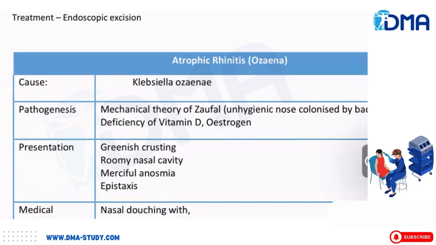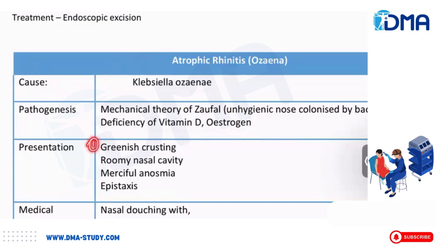It is caused by a bacteria called Klebsiella ozaenae. Why is it happening? Chronic invasion by bacteria causes atrophy of the turbinates, and also reduction of size of the turbinates, causing a roomy nasal cavity, due to deficiency of vitamin D and estrogen. Very important.